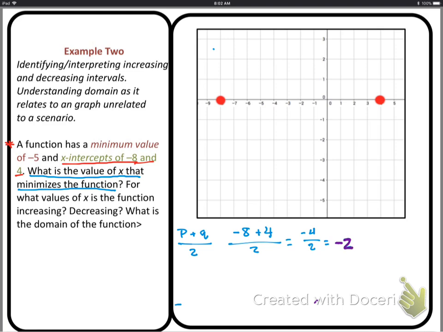Okay, and then that first piece of information that was given to us has a minimum value of -5. Remember, the minimum occurs at the vertex, so that is going to be our y. So (-2, -5) is a point for this function. And that is where we have our axis of symmetry, and I'll go ahead and make this dotted somewhat.